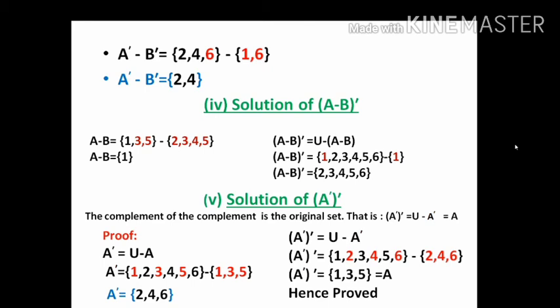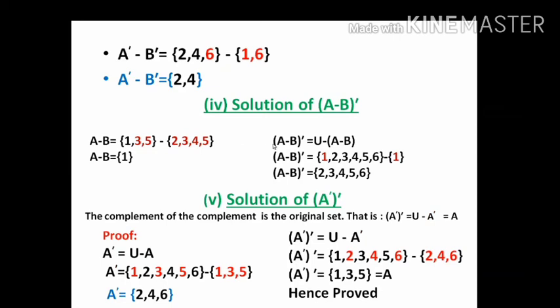Now its fourth part, that is A minus B whole complement. This part we can solve in two steps. In the first step we will find A minus B. So A minus B is equal to members of the set A 1, 3, 5, minus sign, then members of the set B 2, 3, 4 and 5. Then A minus B is equal to 1. Class, this is the first step.